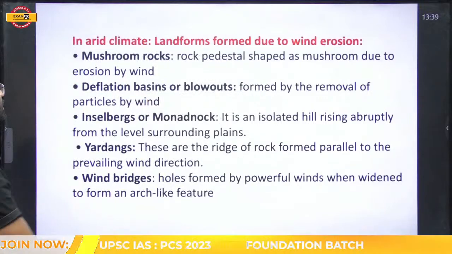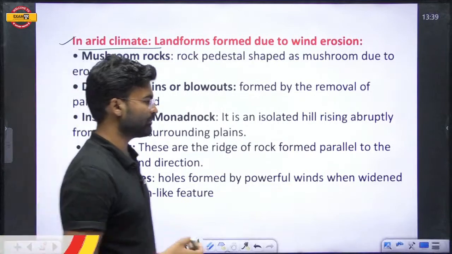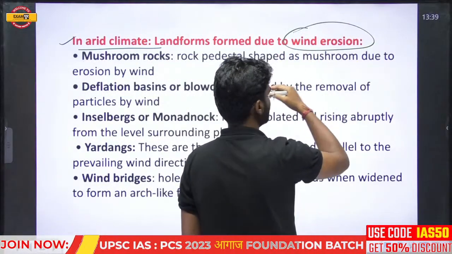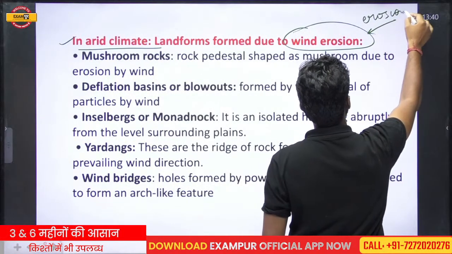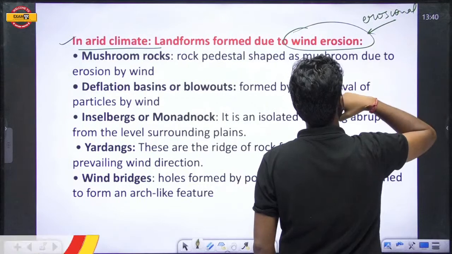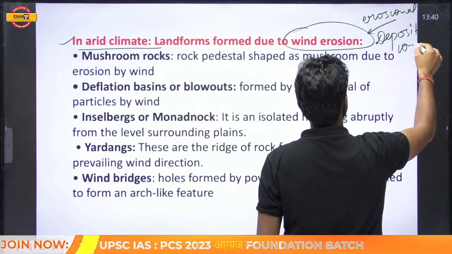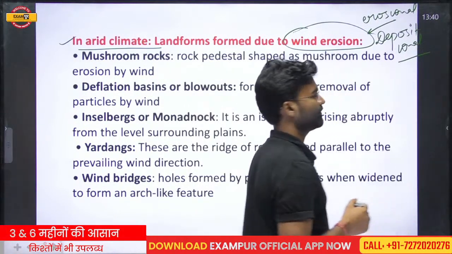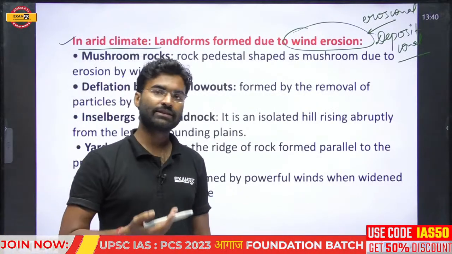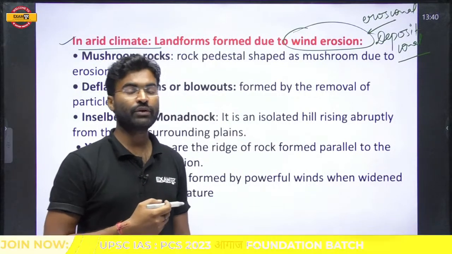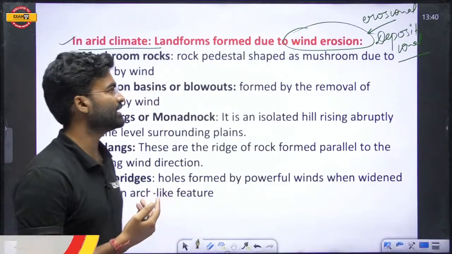So second thing, in the semi-arid region or in the arid climatic zone, some landforms are developed by wind erosion. There are two phenomena. Some landforms are developed by erosional activity, and some landforms are developed by depositional activity. So you should mention the erosional as well as the depositional activity. Some structures or shapes on the surface are developed by the depositional activity.